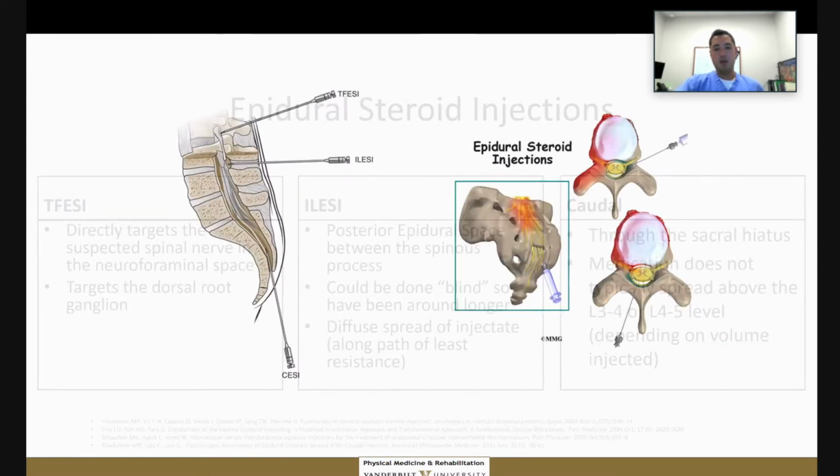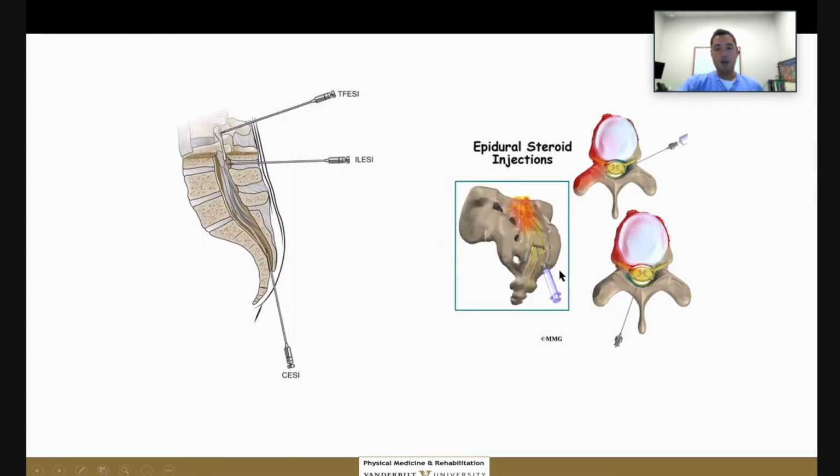And so, again, a different schematic. Again, you have the caudal approach coming through the sacroiliac. You have a transforaminal approach approaching the specific nerve root, and the interlaminar approach going between spinous processes at a certain level.